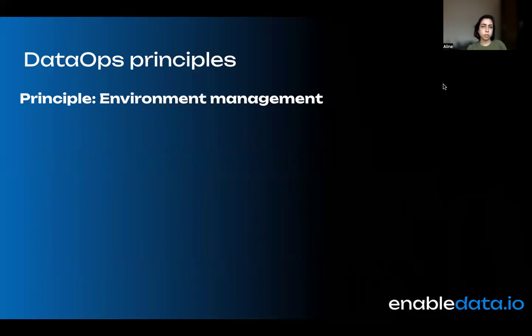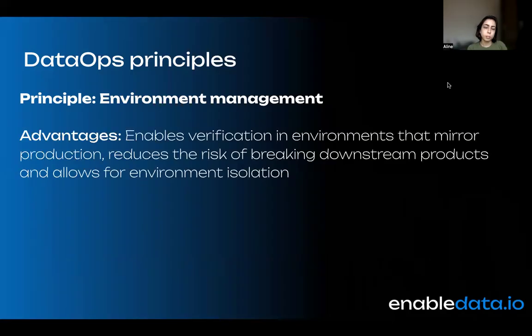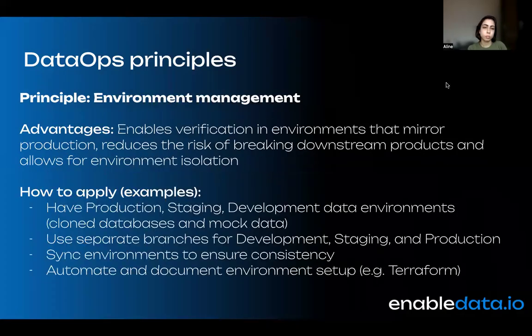Environment management is another principle. Basically, it enables verification in environments that mirror production. It reduces the risk of breaking downstream products and allows for environment isolation, because you won't be deploying every pipeline in production. You will be deploying in staging or in development. That won't break your production dashboards. That won't affect data end users.